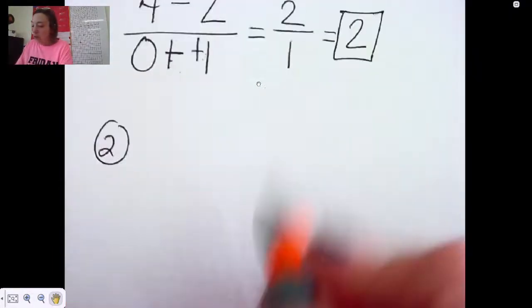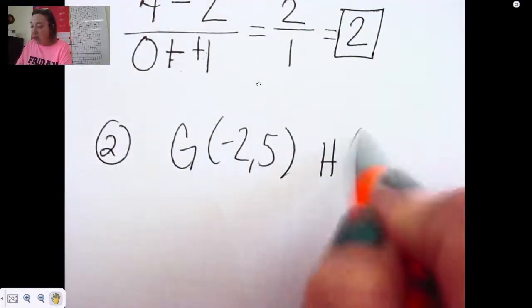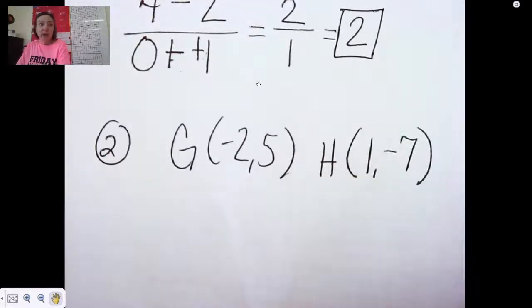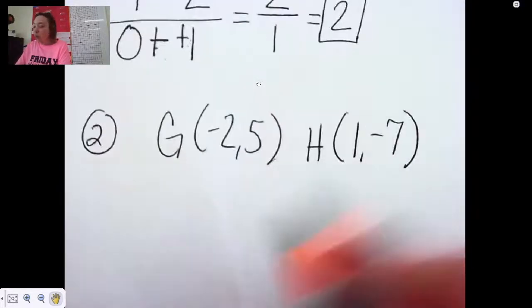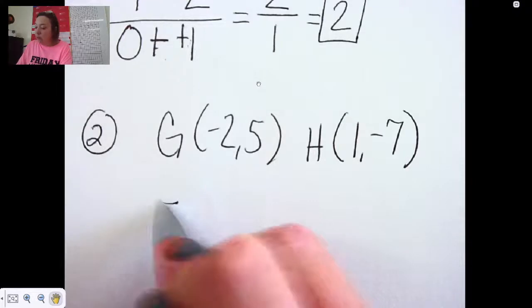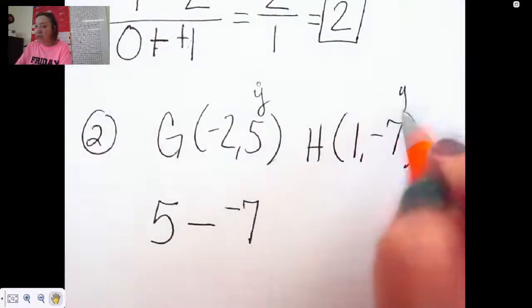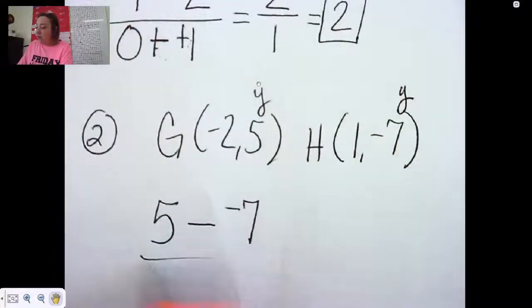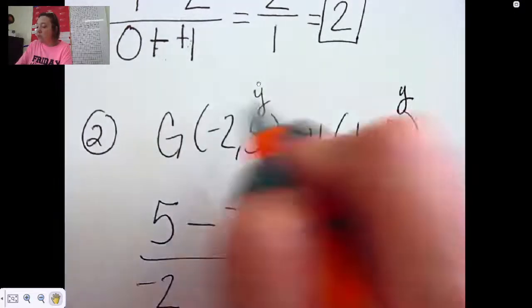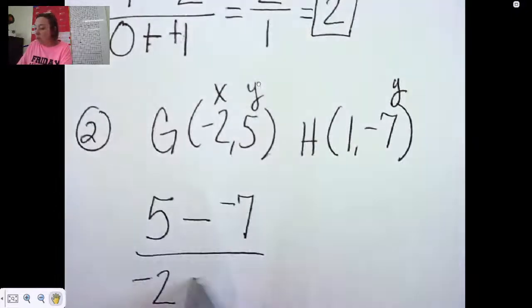So on number 2, we've got G is -2, 5, and H is 1, -7, right? So what Y do you want to use first, Jonathan? 5. So we'll do 5 minus -7, because this is a Y and this is a Y, right? And then on the bottom, what do we have to use first, Anthony? What do we have to use first on the bottom? -2. Because we used 5 first, we have to use its x first. So we'll do -2 minus 1.